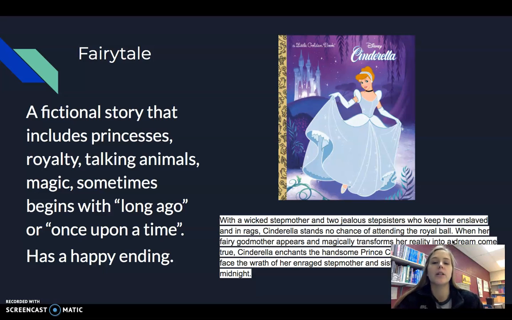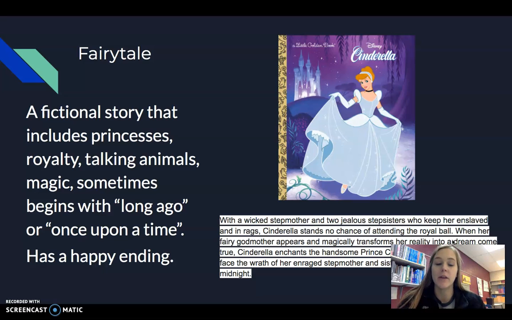The next genre that we're going to talk about is fairy tale. Fairy tales are fictional stories, so they're made up, and they include princesses and royalty. Royalty means like kings, queens, princesses. They might have talking animals, magic. They sometimes begin with long ago or once upon a time, and they have a happy ending. Our example is a story you might be familiar with, which is Cinderella.